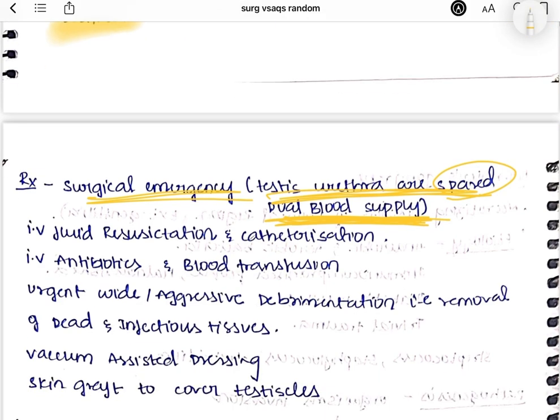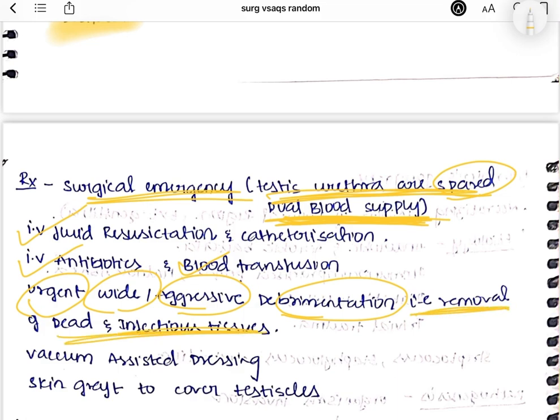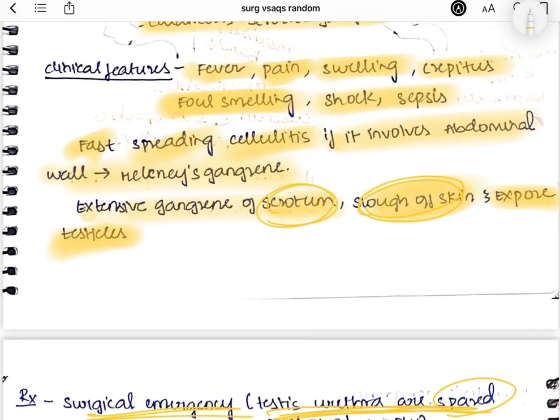We can do IV fluid resuscitation for the shock. IV antibiotics can be given because of the infection, and blood transfusion can be done. Urgent, wide, aggressive debridement, that is removal of the dead and infected tissue, should be done, right? After removal, what will you do? You will do a dressing, which is called a vacuum assisted dressing. After the dressing, you will place a skin graft over the testicles. So this is the treatment for it.